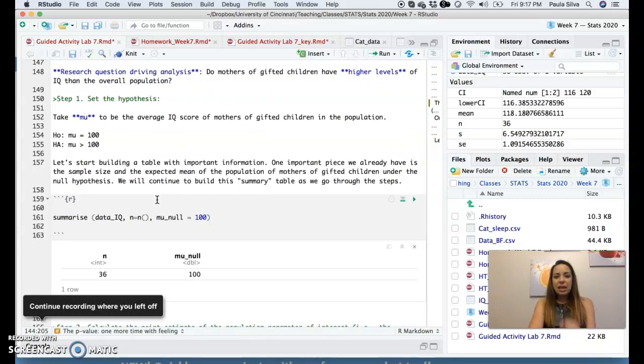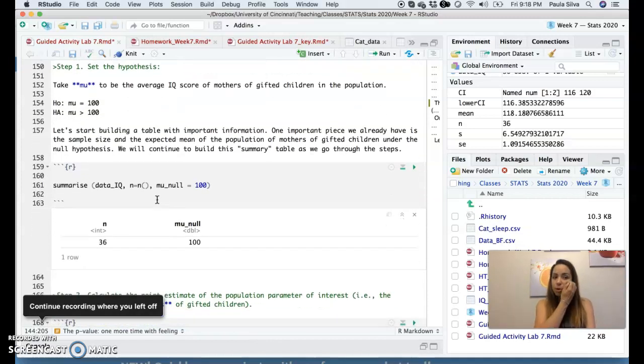Research question driving the analysis: Do mothers of gifted children have higher levels of IQ than the overall population? Step 1, set the hypothesis. The null hypothesis is that the mean, the average IQ of mothers of gifted children, is 100, just like the typical population. The alternative is that it's greater than 100.